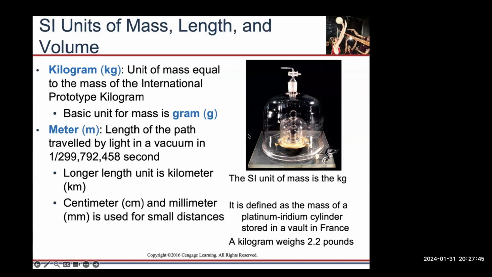So this picture is basically a platinum iridium cylinder that's used for calibration. And so this allows us to calibrate 1 kilogram to pounds. So 1 kilogram is going to be equal to 2.2 pounds.